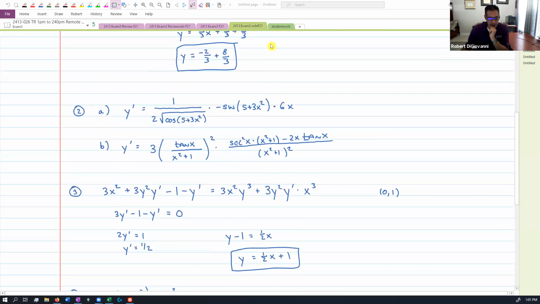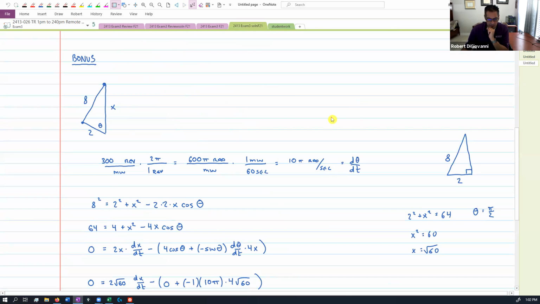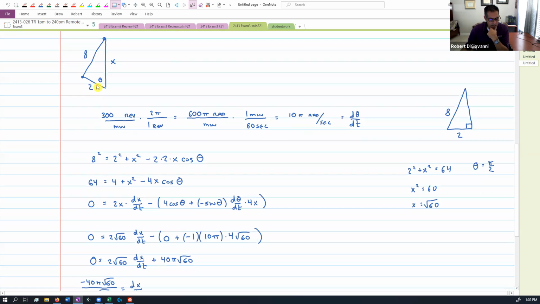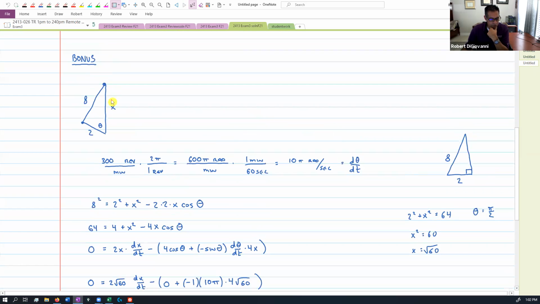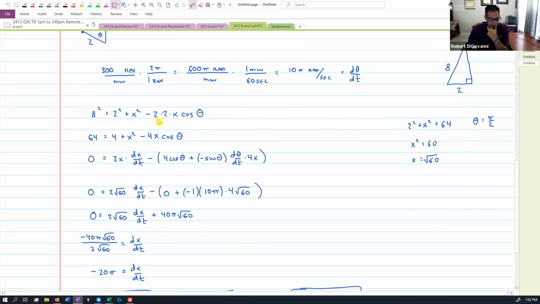All right, so the bonus here. You had to set up a law of cosines on this one because you have a triangle and you know x is changing and you know the angle's changing. So you set up law of cosines.